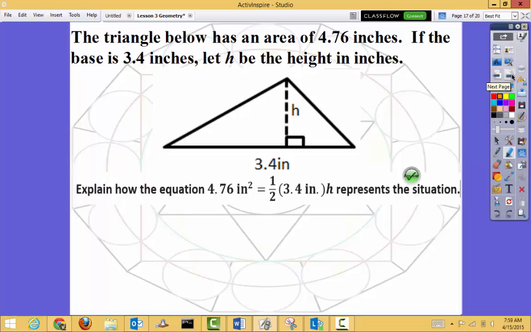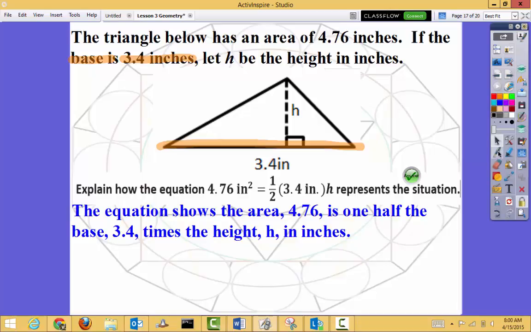Alright, the triangle below has an area of 4.76 inches squared. If the base is 3.4 inches, so my base is what? My base is 3.4. Let h be the height. Explain how the equation 4.76 equals 1/2 times 3.4 inches times h represents a situation.